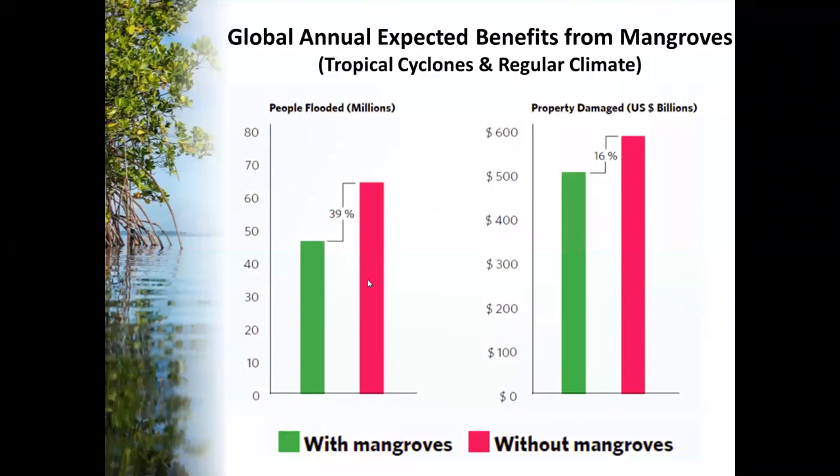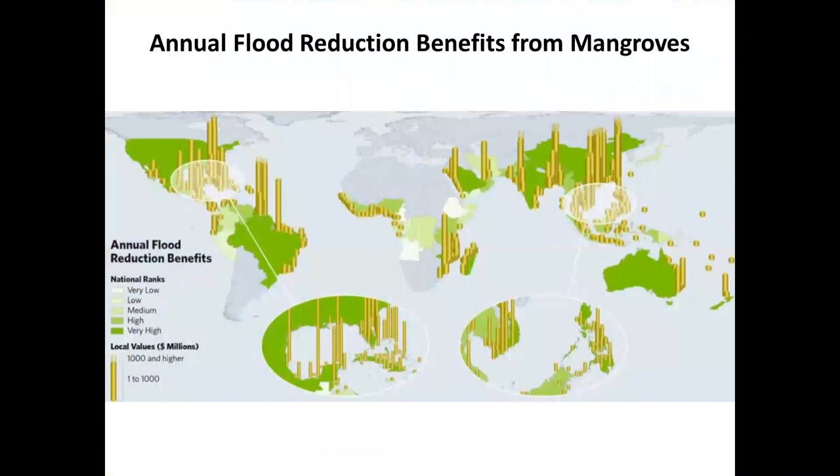And here I'm summarizing, again, the annual averted damages to both people and property with and without mangroves. And you can see for people, there would be nearly a 40% increase in the number of people flooded annually if we were to lose mangroves globally, and a 16% increase in damages to property. So mangroves are really providing significant benefits around the world in both averted damages to people and property.